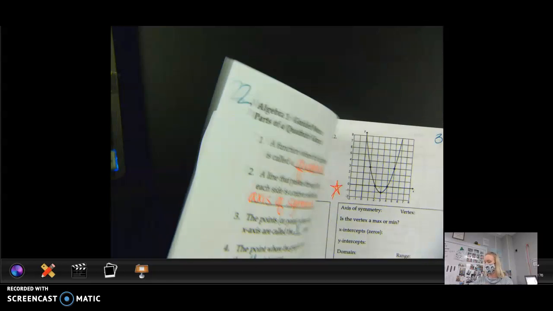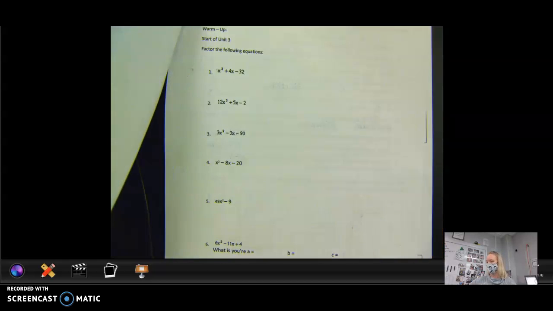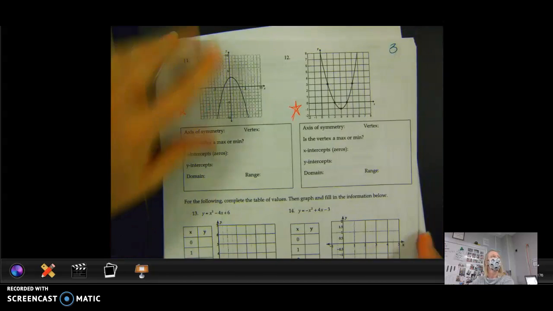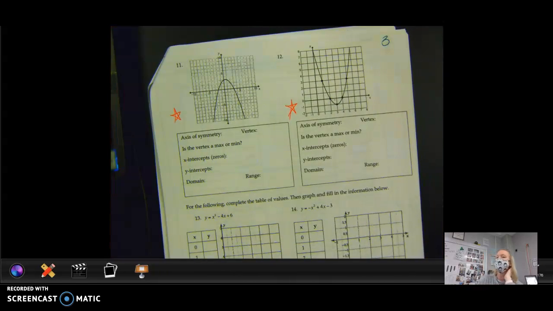All right, so you guys should have finished this warm-up, right? That's what we were just working on. So let's go to this page now. Number 11 and number 12 were your homework last night. So let's talk about those real quick.